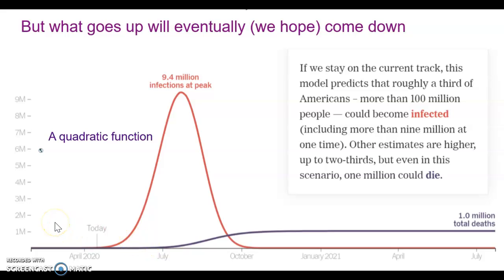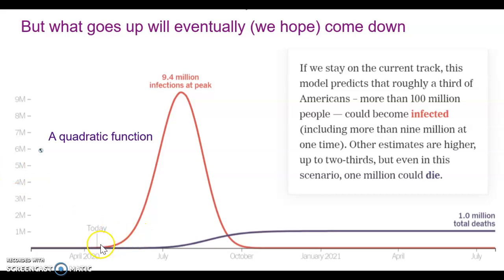Now, if we were to stay on the current track, this model predicts that roughly a third of Americans, more than 100 million people, could become infected, including more than 9 million at one time. So this is the infected curve. The much lower curve is our total death. You can see from these curves that the mortality rate is less, but it looks like it's not changing over time, which I believe is what would happen if we did nothing.